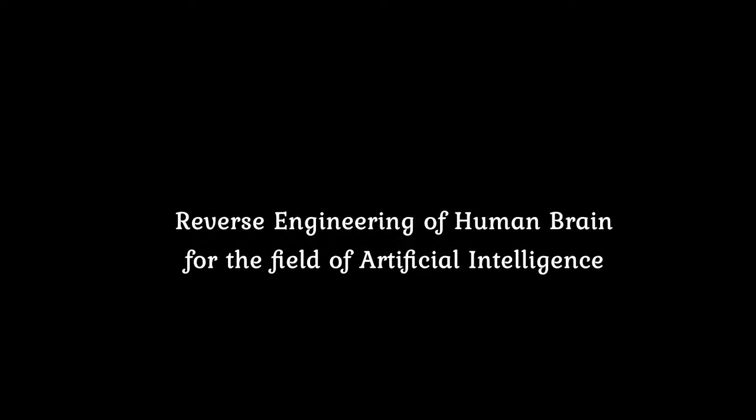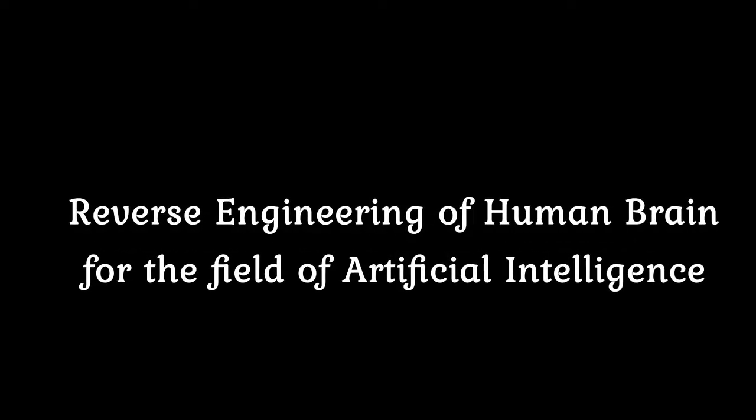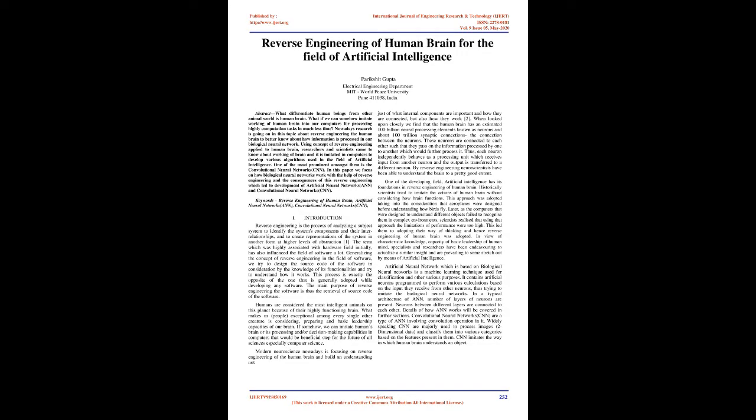Reverse engineering of human brain for the field of artificial intelligence. Abstract: what differentiates human beings from the other animal world is the human brain. What if we can somehow imitate the working of the human brain in our computers for processing highly computational tasks in much less time? Nowadays research is going on in this topic about reverse engineering the human brain to better know about how information is processed in our biological neural network.